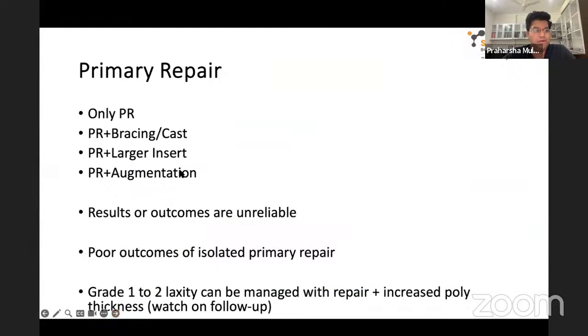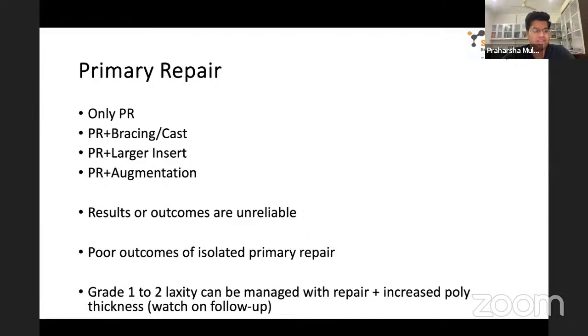So primary repair, when you do it, you can do it with bracing or casting after the surgery is done. You can do primary repair with a larger insert or, as discussed, with augmentation. But the results and outcomes of primary repair are unreliable because usually these patients, you restrict their range of movement after surgery because you have done only suture repair, and they land up with an increased amount of stiffness postoperatively. The revision rates are higher with primary repair as compared to going for a more constrained prosthesis.